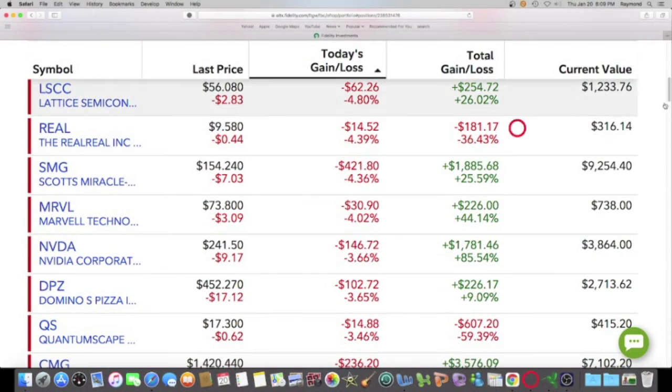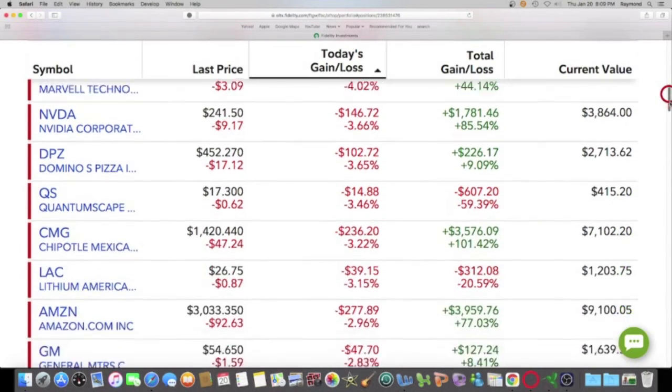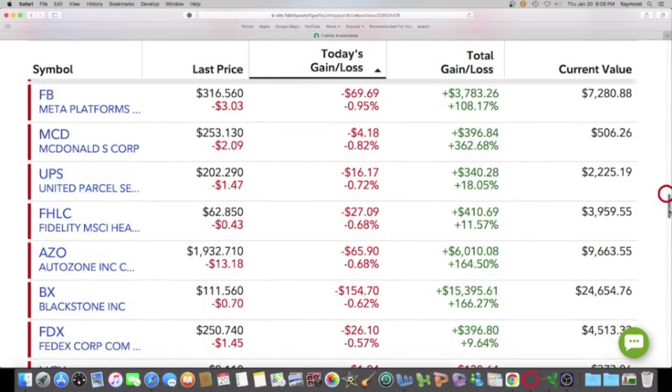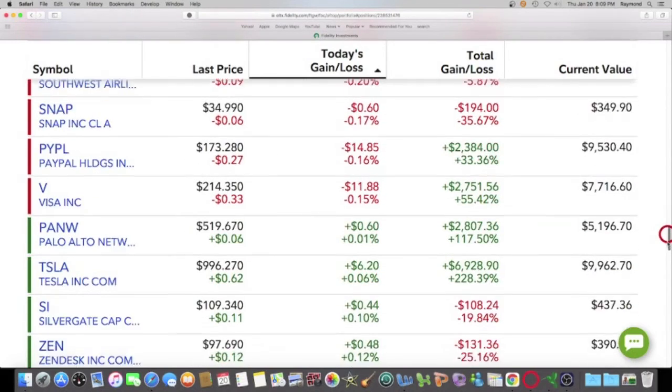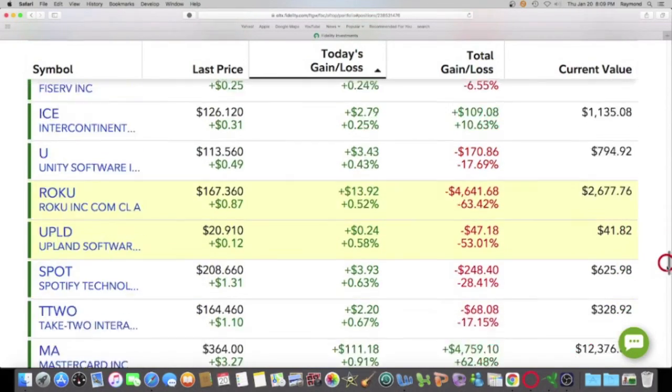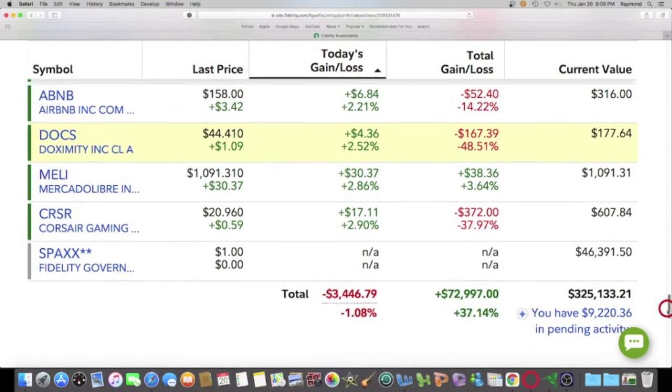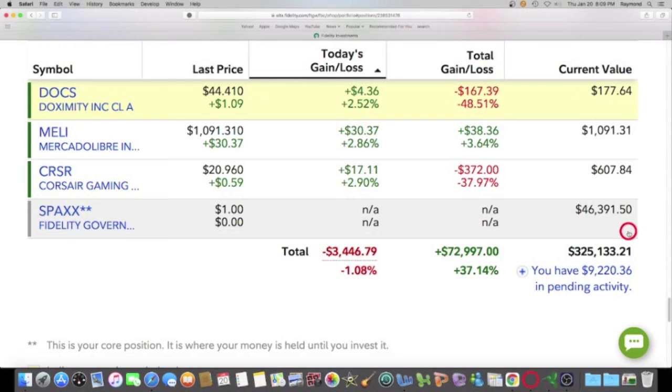So let's go down to the bottom, and I want to talk about my total value. So we're going down, down, down. And even though the market is going down and I'm losing money, I just showed you about $60,000 I lost. This is still a nice amount of money. This is a lot of money, and I'm happy to have this much money.